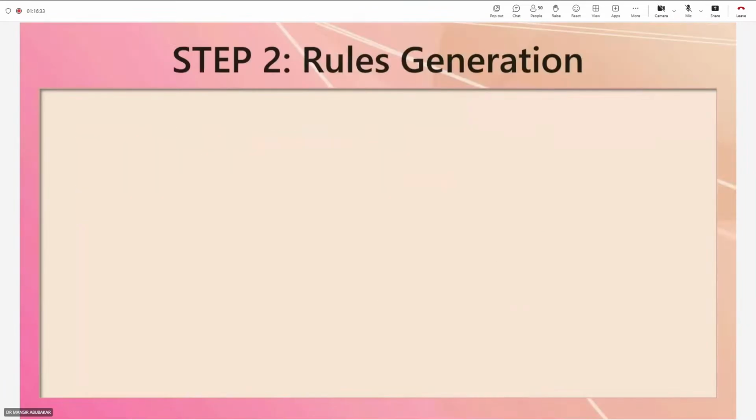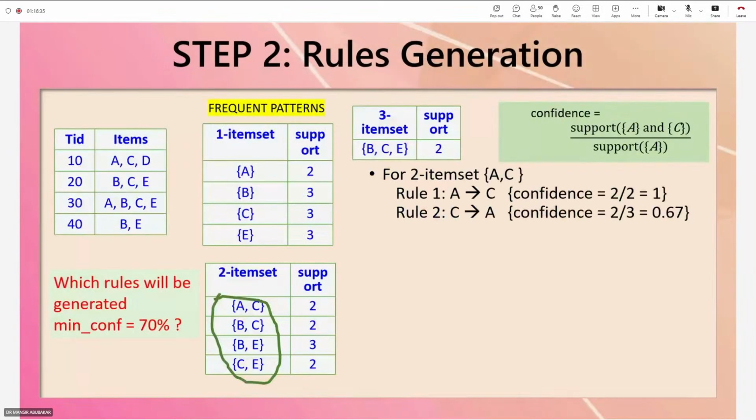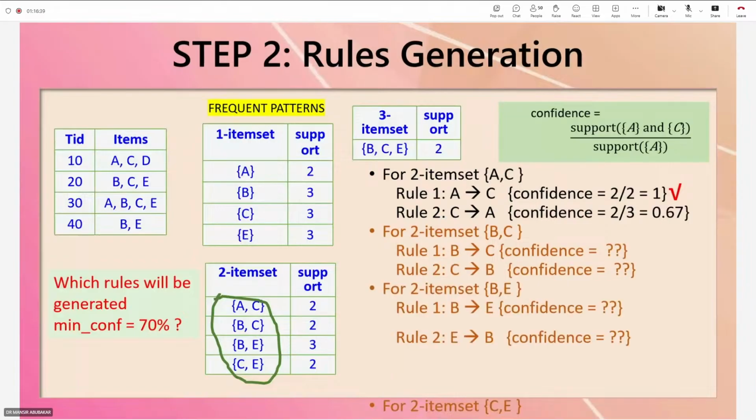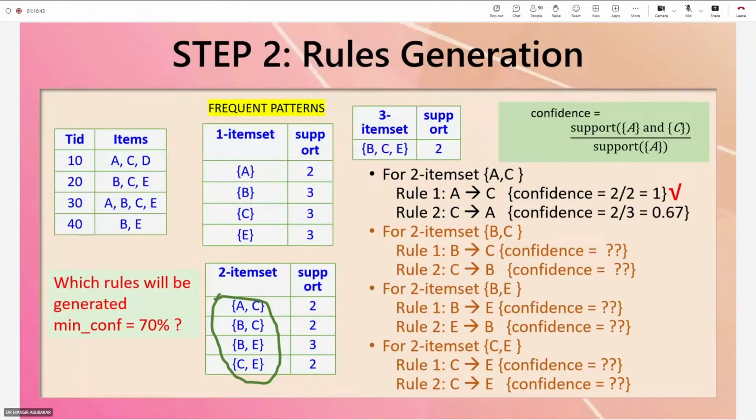So how do we generate the rule? Let's look at the process here. Can you see our transaction is still there? Frequent item patterns for one item set from our previous explanation of frequent items. Then for the 3-item set, we have this as a support. For the 2-item set, we have this. So which rules will be generated with a minimum confidence of 70%?